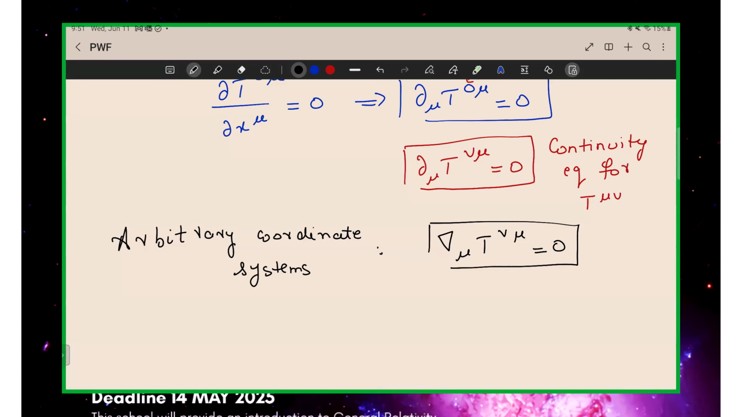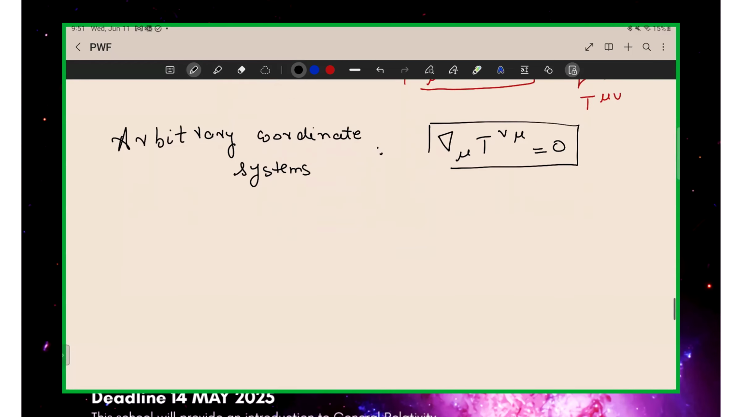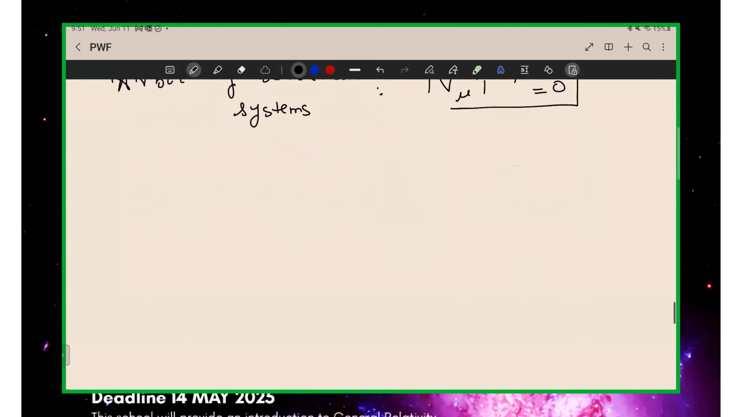Yes, I have changed the covariant derivative to Kurt's space. Okay, let's move on. I have a lot to cover, so I don't know how much time I have.